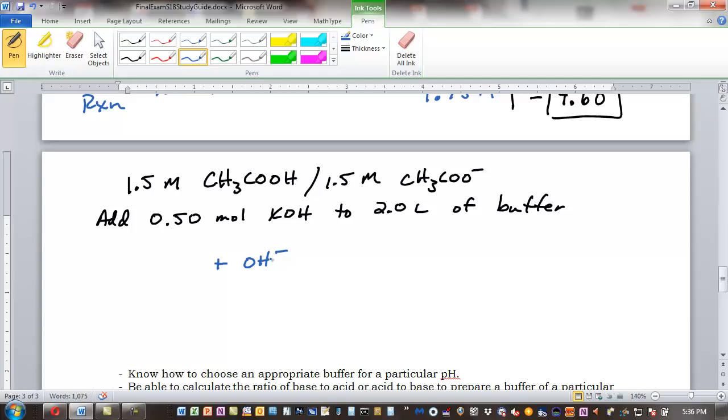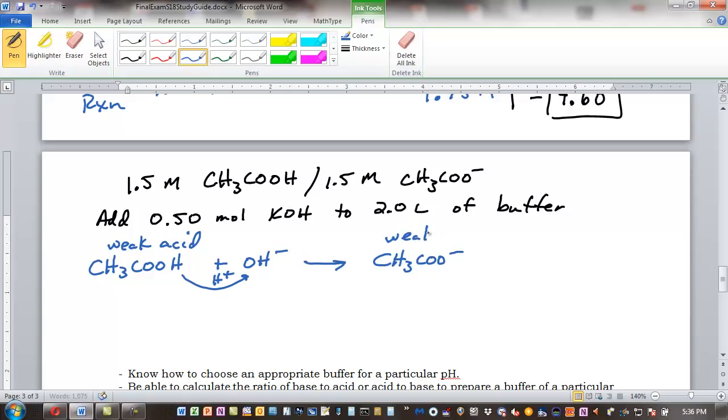That's strong base. So what part of the buffer does that react with? Acid. So here is our weak acid part of the buffer. Acid donates an H+. When it loses the H+, we produce its conjugate base, which is the weak base part of the buffer. And we will also get some water in this case when hydroxide gains that H+.